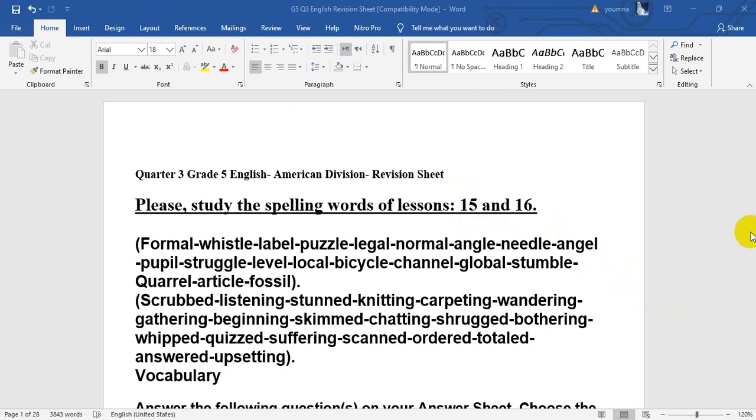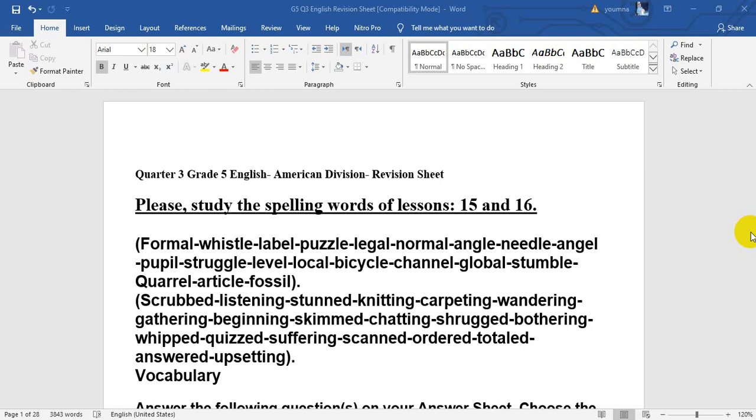Lesson 15 words. We're talking about words that end with a vowel and then letter L, or L and a vowel, like formal, whistle, label, puzzle, legal, normal, angle, needle, angel, pupil, struggle, level, local, bicycle, channel, global, stumble, quarrel, article, and fossil.